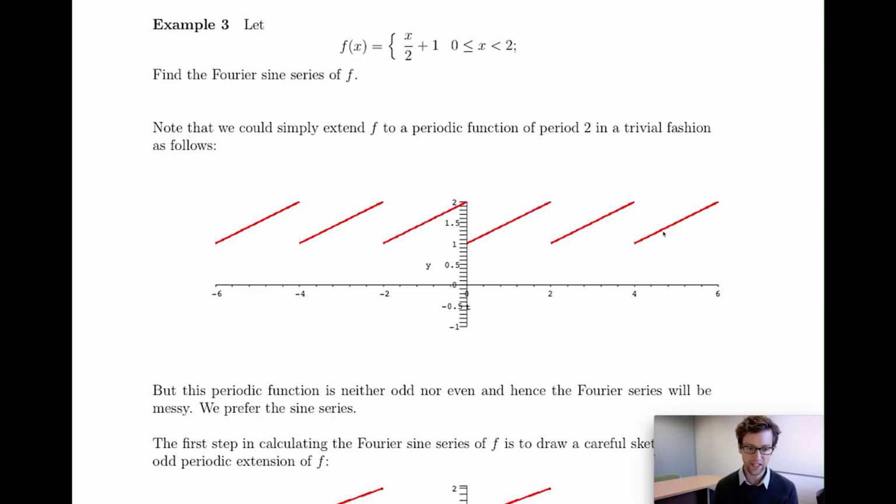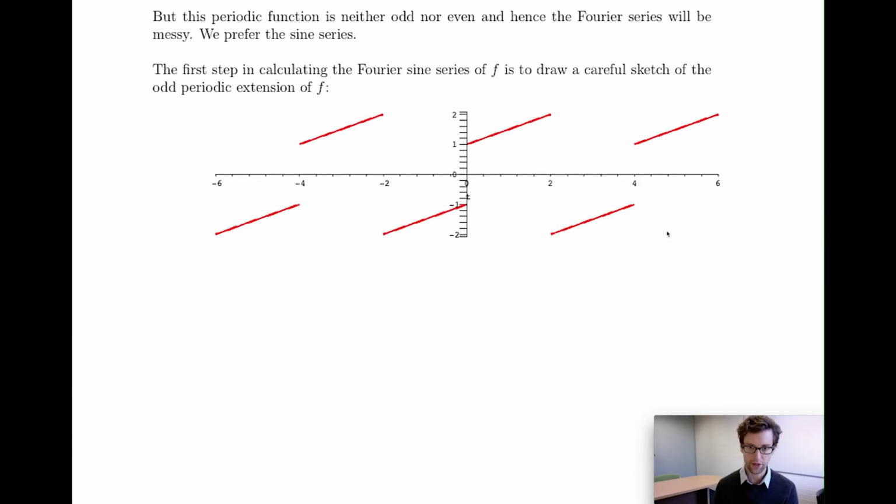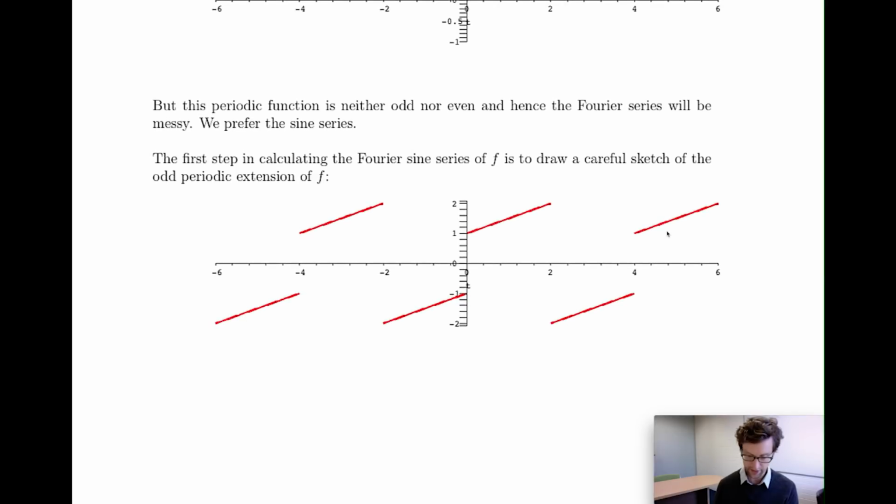Now, we've already seen that this periodic function, when we just do a periodic extension like this, we don't end up with any nice symmetry. So what we're going to do instead is look at the odd periodic extension. So that's sketched here. You can see it's got odd symmetry. If I flip left, right, and up, down, I get the same function. So let's calculate the Fourier sine series for this odd function. This is the odd periodic extension, so we'll call this f odd.